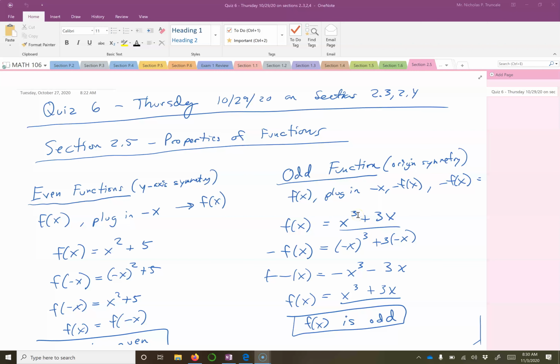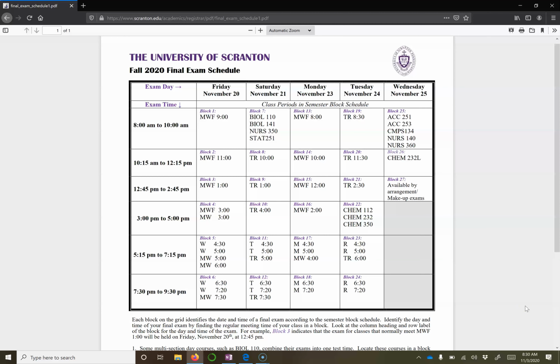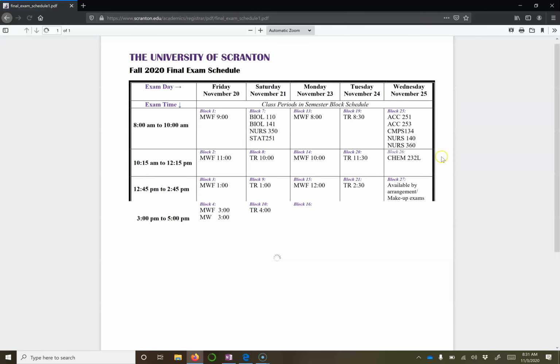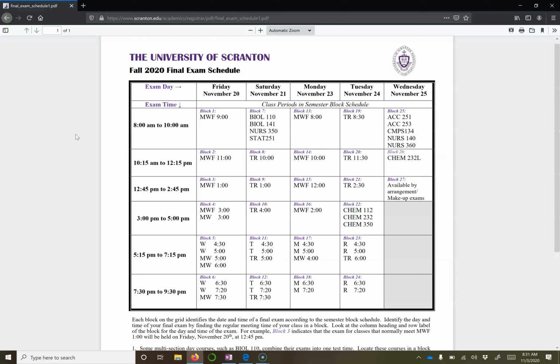Okay, I'll get started. The first thing I wanted to show you, just because I was getting some emails and questions about it. If you go to Google, or you could also just go to the Scranton.edu site, I Googled Scranton final exam schedule. So if you're wondering when your face-to-face classes and your online classes are, here's the schedule.